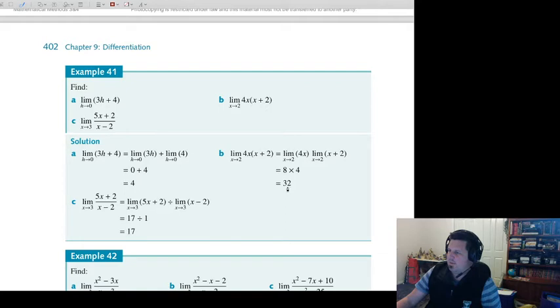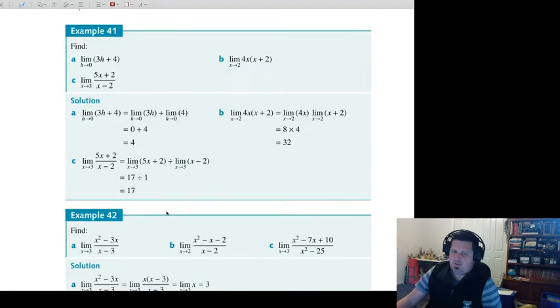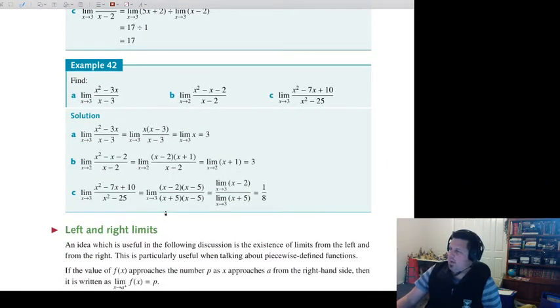Pretty happy with these. Division here, same difference. Top line of the quotient, bottom line of the quotient. Work out the limits. 17 divided by 1 is 17. We are powering through these.